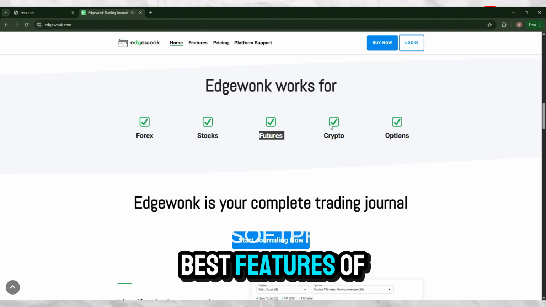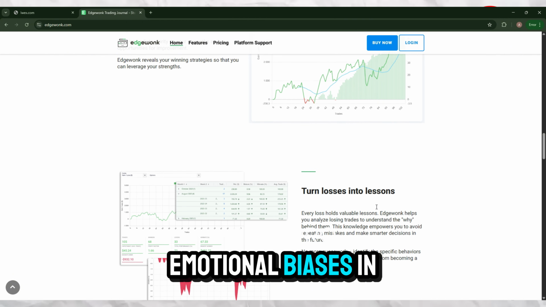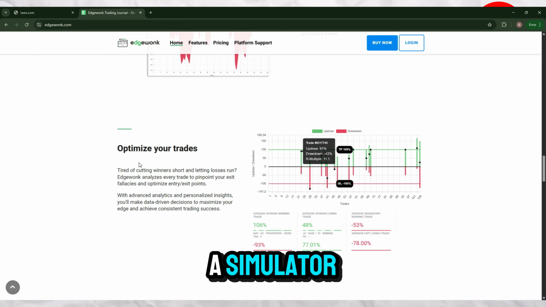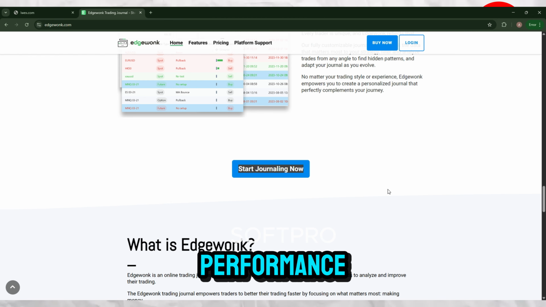One of the best features of Edgewonk is the tilt meter, which helps monitor emotional biases in trading. There's also a simulator that allows traders to test different strategies based on past performance.